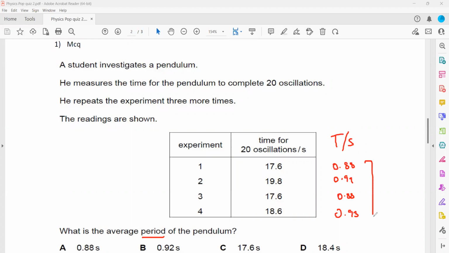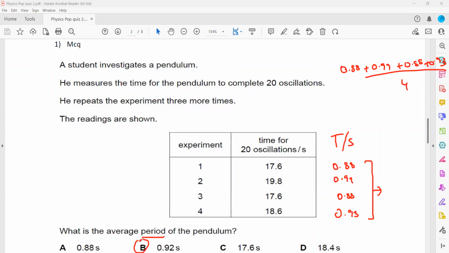But we need an average. So how to take an average time period? What we simply do, we add all of them and divide by the total number. So if you want an average of the four values, we have 0.88, 0.99, 0.88, 0.93, add them all and divide by 4. So when you take an average, it will give you 0.92. So B will be the right answer.